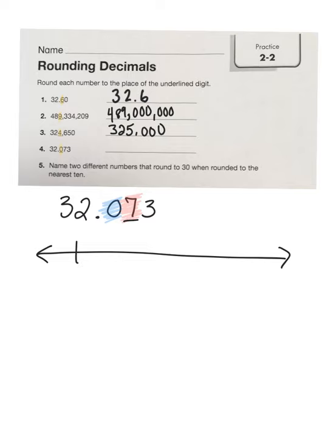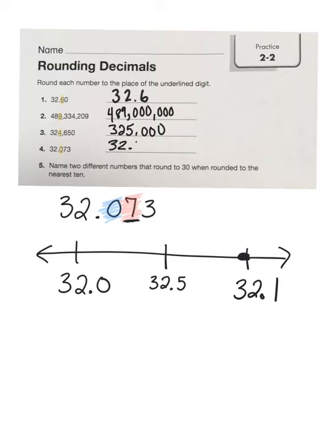I'm either going to round down to 32 and no tenths, or I'm going to round up to 32 and 1/10. My midpoint exactly in between these two locations is 32 and 5/10. So since my 7 is 5 or above, 5 or more go up a floor. So I'm going to round up to 32.1, 32 and 1/10.